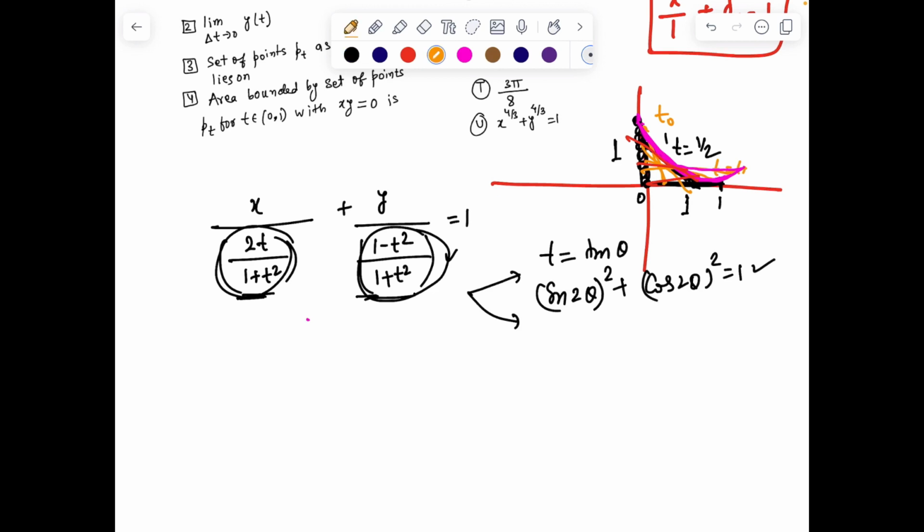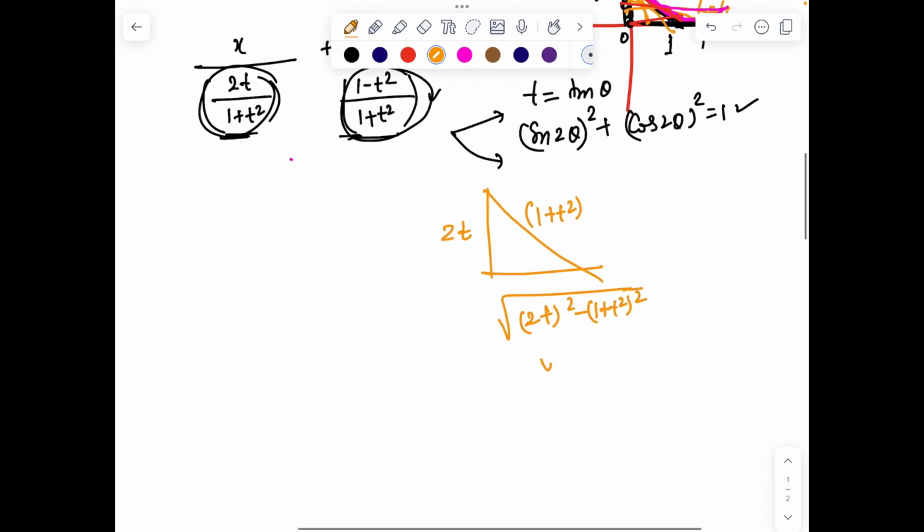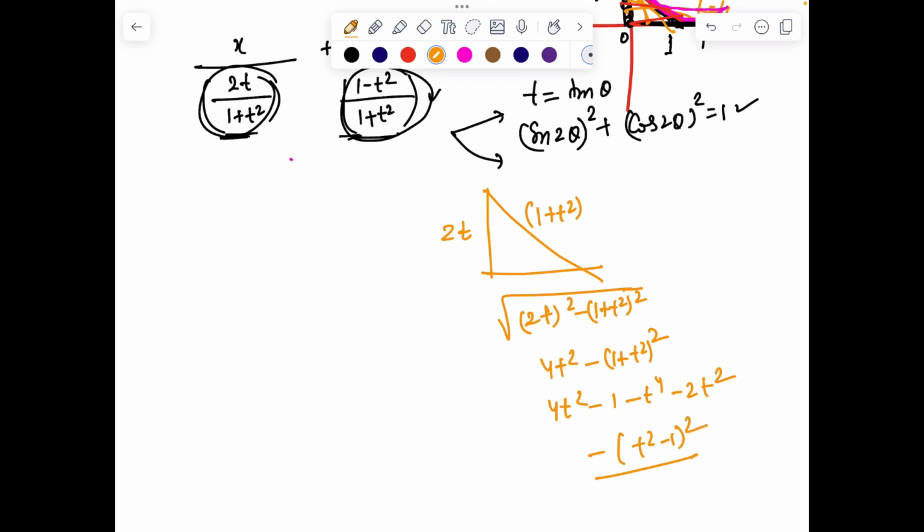The other way to feel is using a Pythagoras triplet. Let's say I assume a triangle with 1 plus t square as hypotenuse and 2t as the base. So clearly the other side is going to be 2t whole square minus 1 plus t whole square. So here I get 4t square minus 1 plus t square whole square. Now this quantity is 4t square minus 1 minus t to the power 4 and minus 2t square. So that can be written as minus t square minus 1 whole square. Now this is not defined.